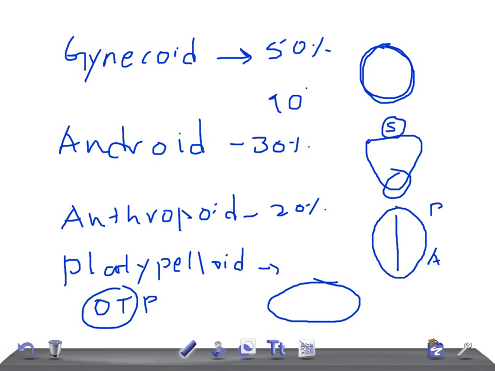Okay guys, so this is regarding the pelvis shape and the basic idea about the pelvic shapes.